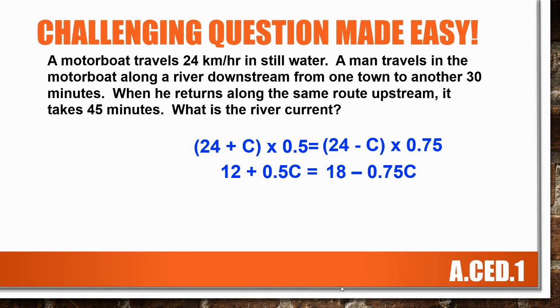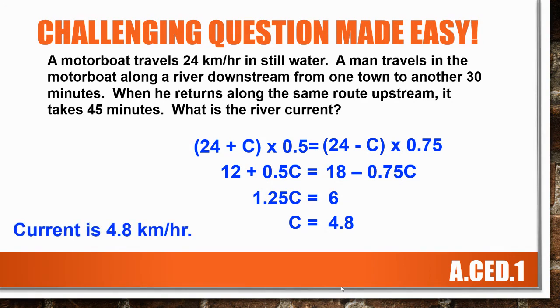Remember that you're using your calculator. Now, without showing all the steps, I'm going to tell you what I'm doing. I'm going to subtract 12 from both sides and add 0.75 C to both sides. And it's magic. We have 1.25 C equal 6. When you use your calculator to divide that, you get 4.8. Remember, we're going to answer this with a sentence. The current is 4.8 kilometers per hour.